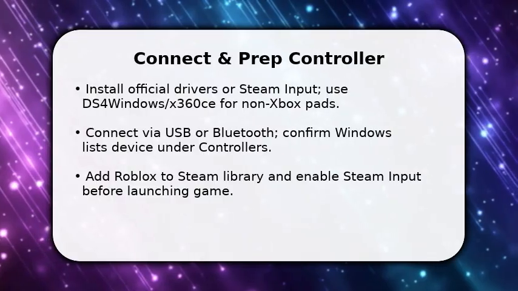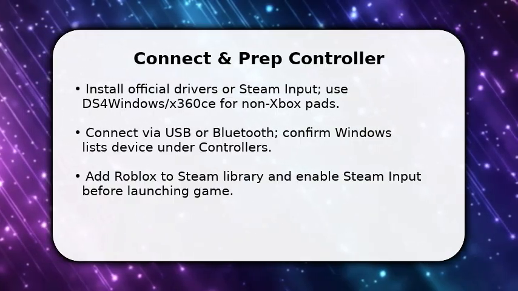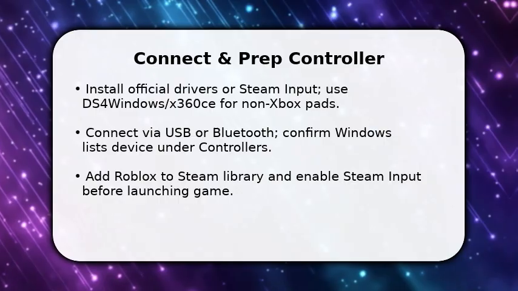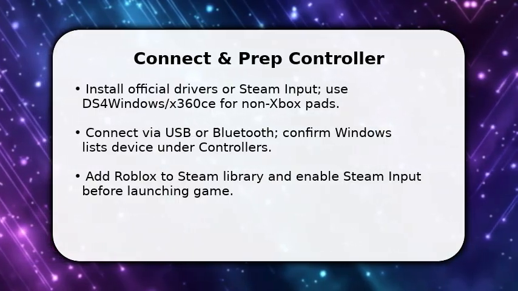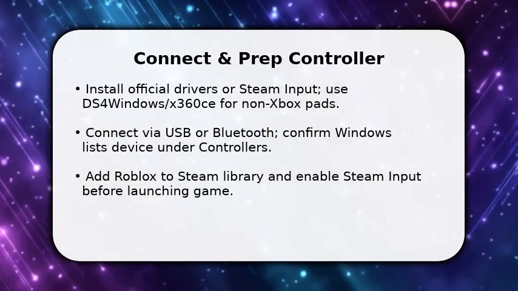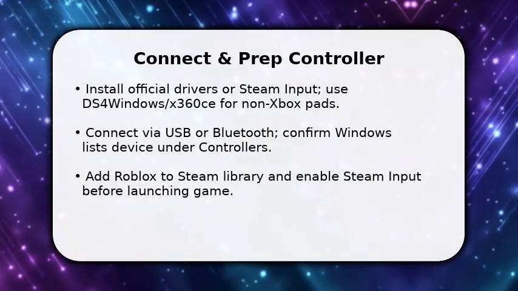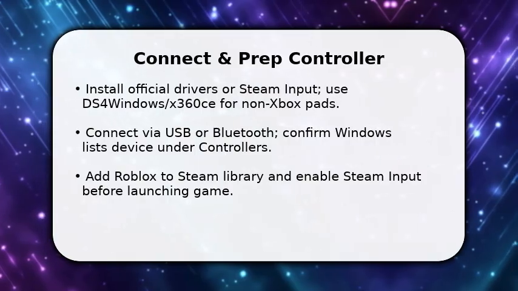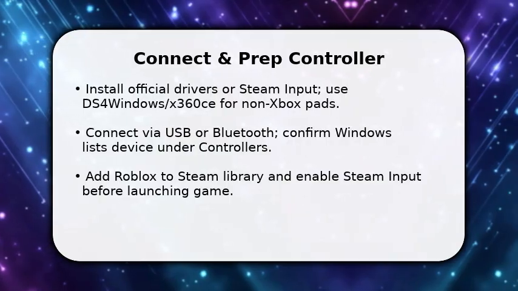You start by getting the PC to recognize the pad. Install official drivers or Steam input so buttons map correctly. Once the controller is paired via USB or Bluetooth, make sure Windows shows it in devices. Then add Roblox to your Steam library and enable controller support in Steam so Steam handles mapping. This avoids inconsistent inputs and lets you use Steam's configuration tools.